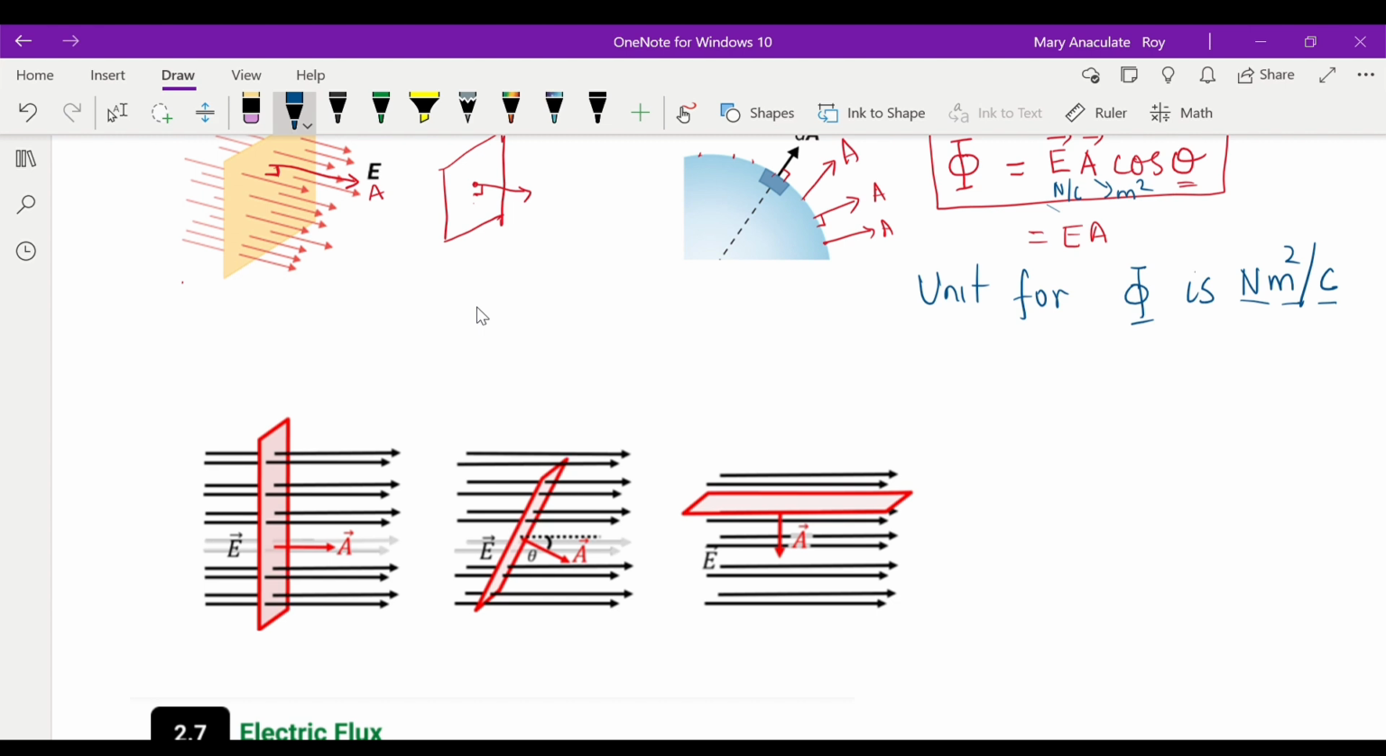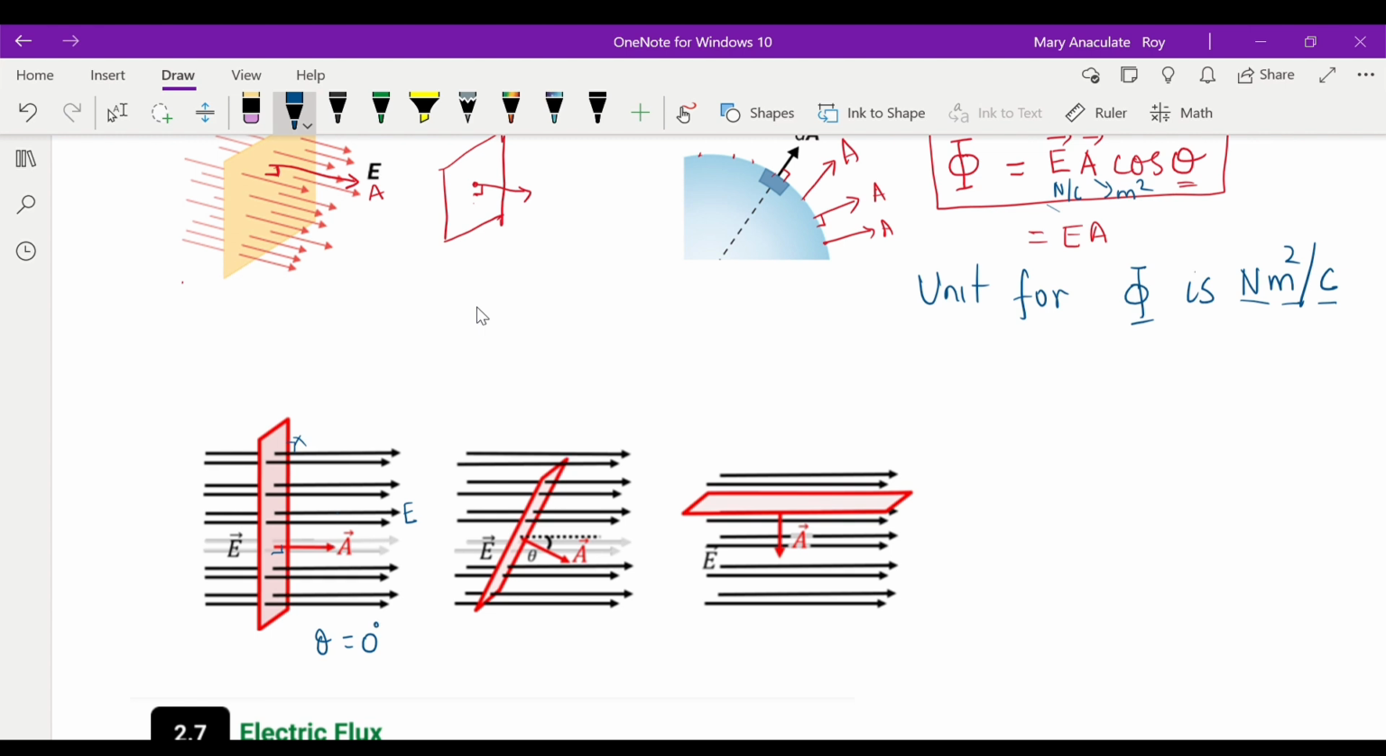lines, and see the area vector is also pointing in the same direction. Now the common mistake or common misconception is students assume that the angle between electric field vector and area is 90 degrees. No, it's not 90 degrees. As you see, the area vector is pointing outside of the surface. Area vector should be perpendicular to the surface. So the angle between area vector and the electric field vector, in this case theta, is 0 degrees. Right? Here it is 0 degrees.